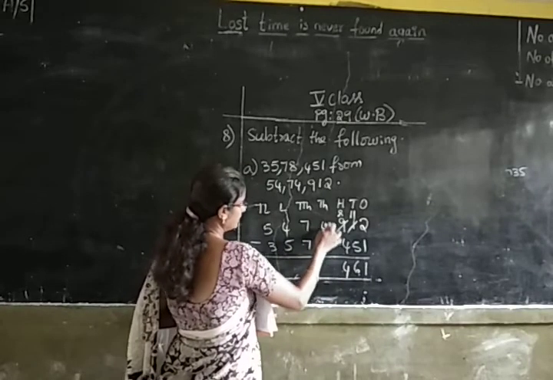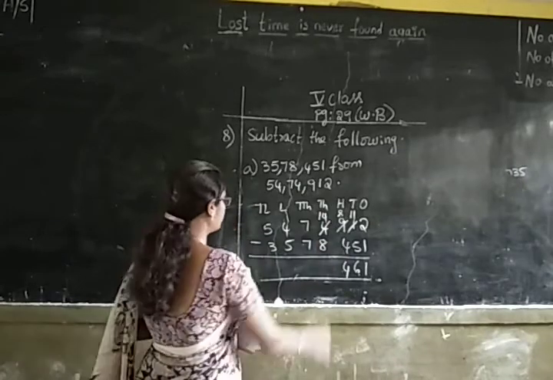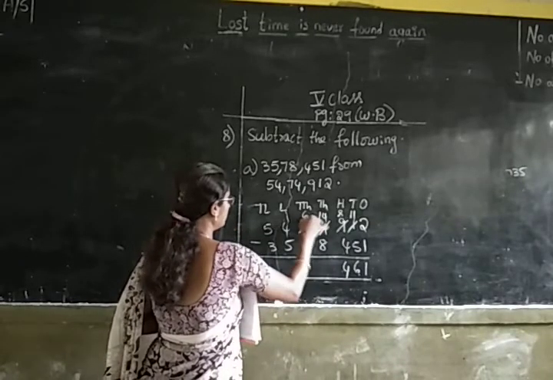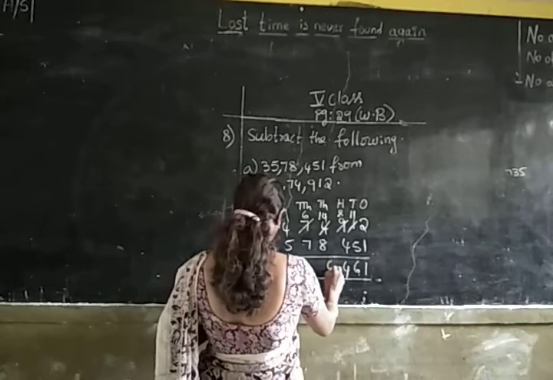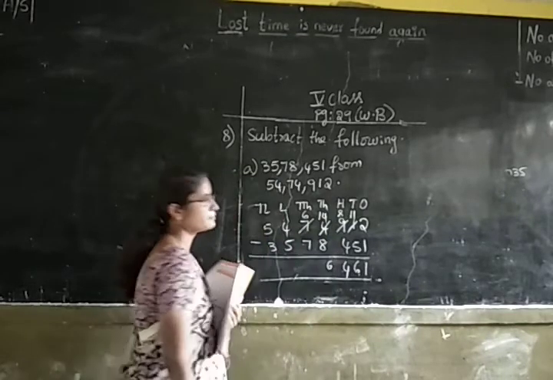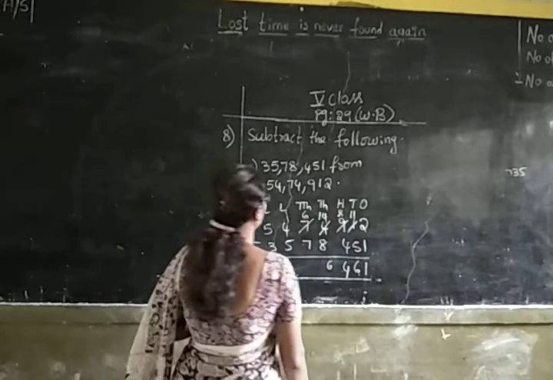You can't subtract 8 from 4. So 4 has to borrow. Then it will become 14. And 7 will become 6. 14 minus 8 is 6. After subtracting the numbers in 1000's place, you have to subtract the numbers in 10,000's place.